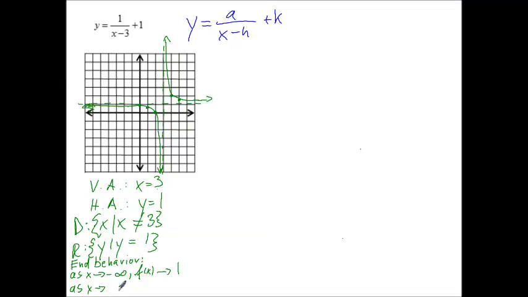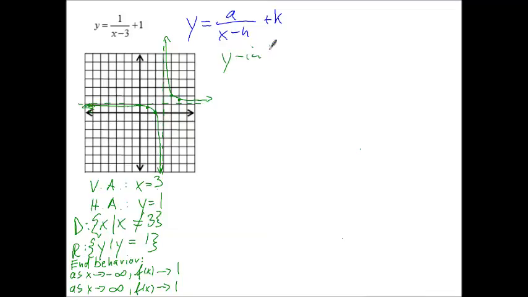And as x goes to positive infinity, f of x also will get closer and closer to positive 1. Our parent rational function does not have x or y intercepts, but other rational functions do indeed. So let's find our x and y intercepts.